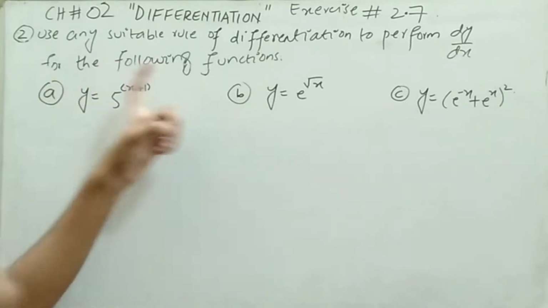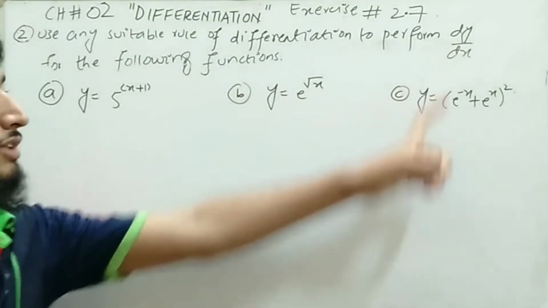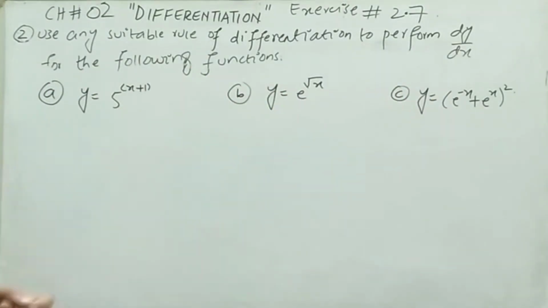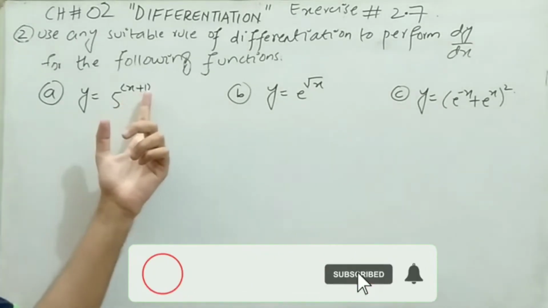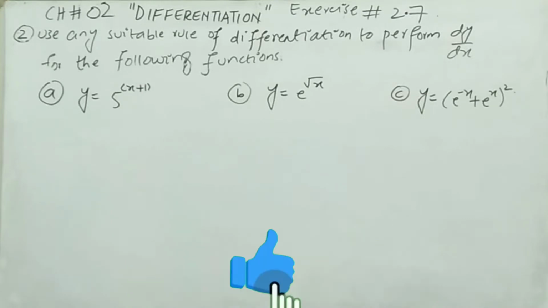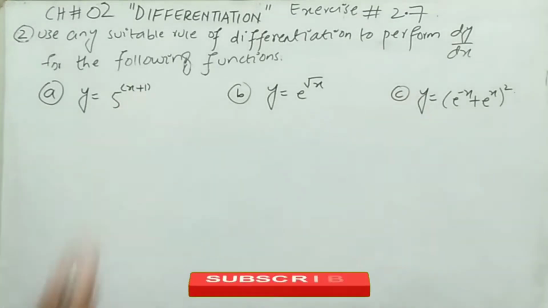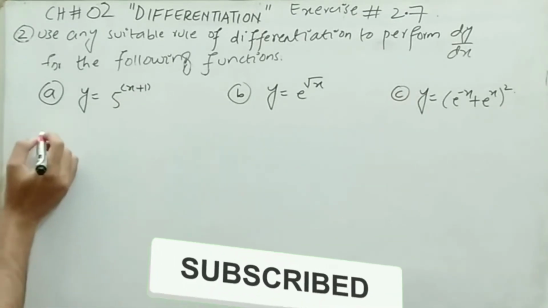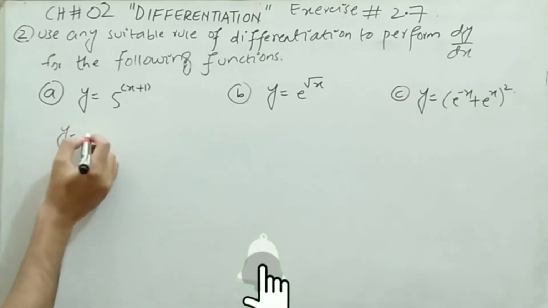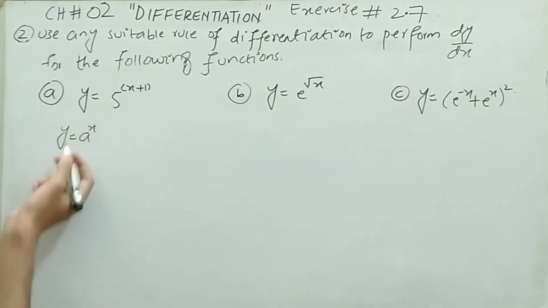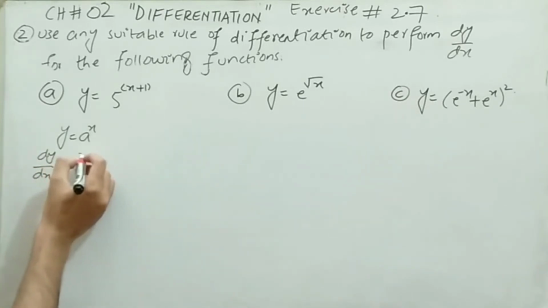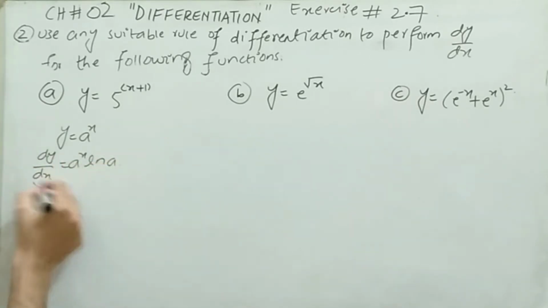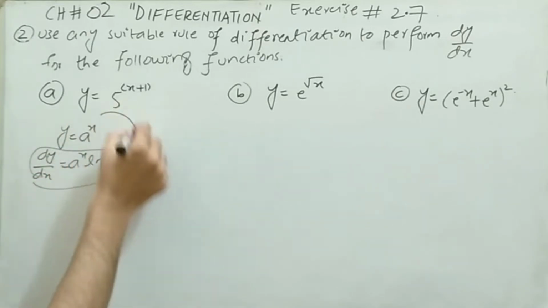It tells us to use any suitable rule of differentiation to find dy by dx for the following functions. There are a total of 6 parts. Part A is y is equal to pi power x plus 1. How can we differentiate this type of function, which is an exponential function? We have a function just like y is equal to a power x. The differentiation of this function, dy by dx, is always equal to a power x ln of a. Using this formula, we will get the required result.